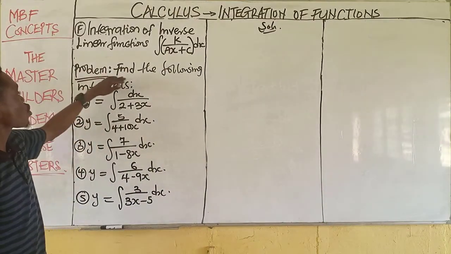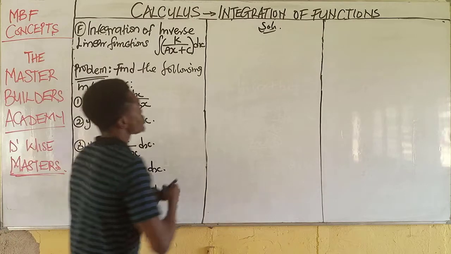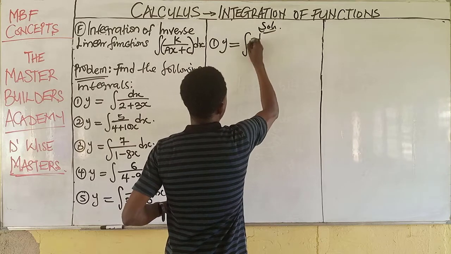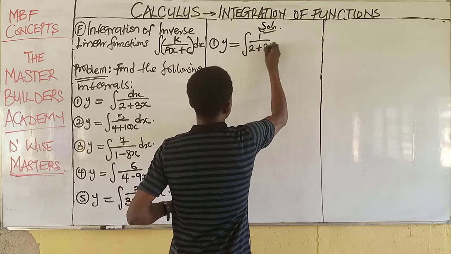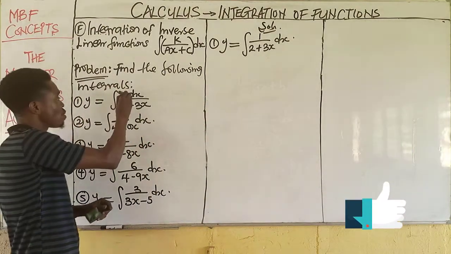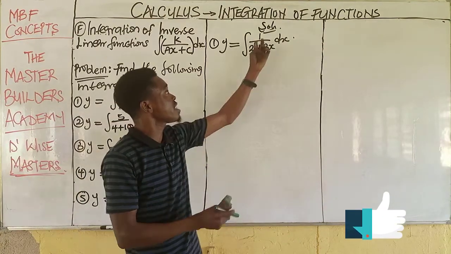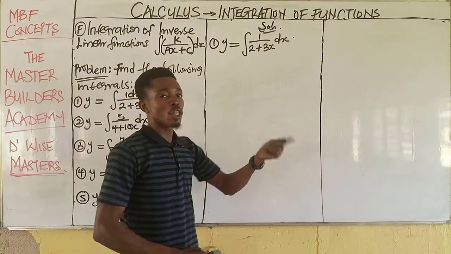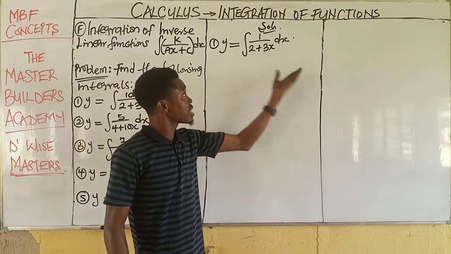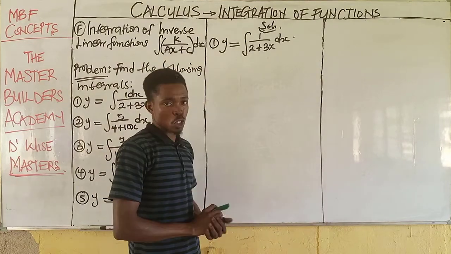Now, on the board, we are asked to find the following integrals. Number 1: y is equal to the integral of 1 all over 2 plus 3x dx. This is what we have here. Now, the first thing you do is to identify that this is a fraction. The numerator must be a constant. Of course, I have 1 at the numerator, which is a constant. Then number 2, I check the denominator; it must be a linear function. Now, I have 2 plus 3x, which is a linear function.